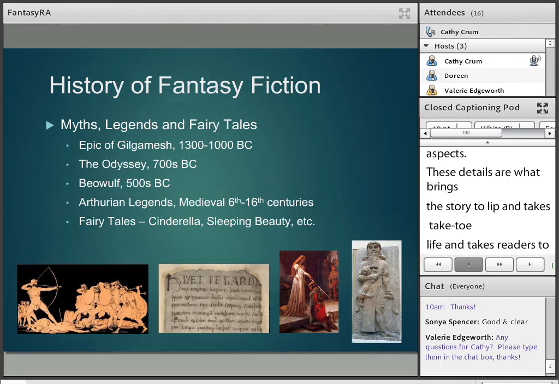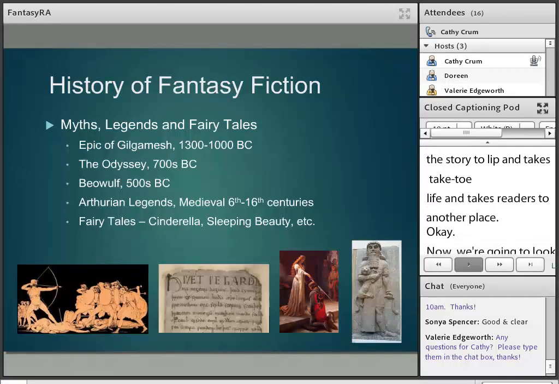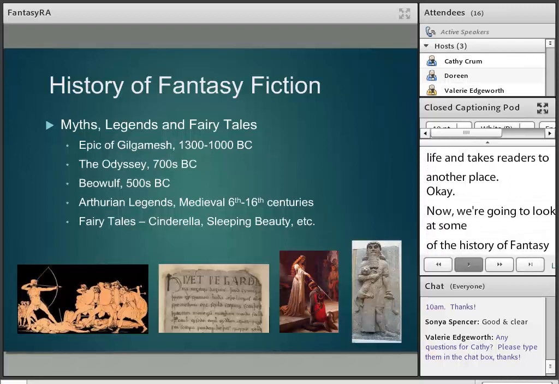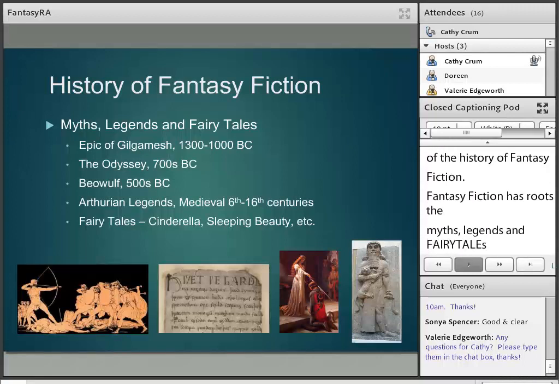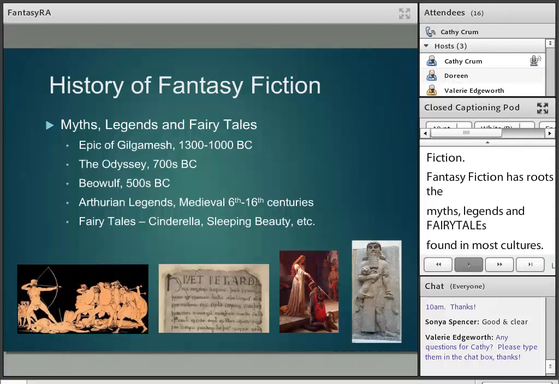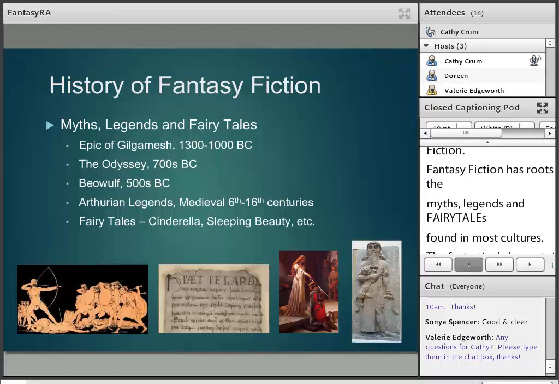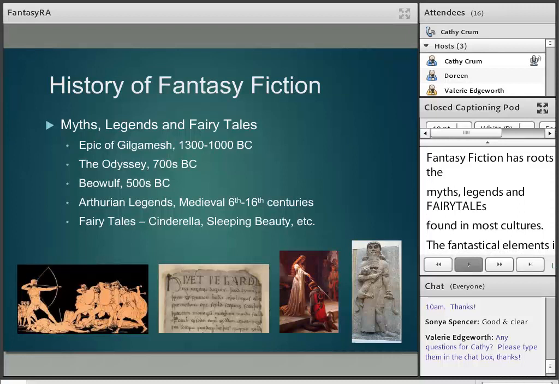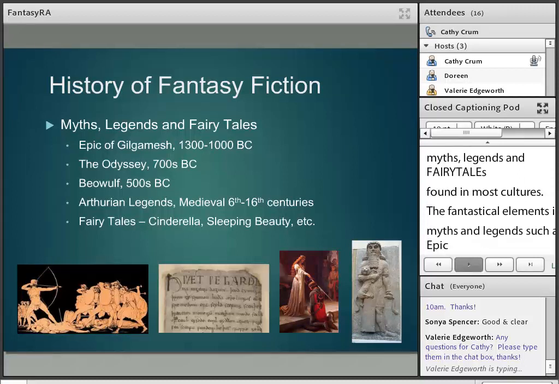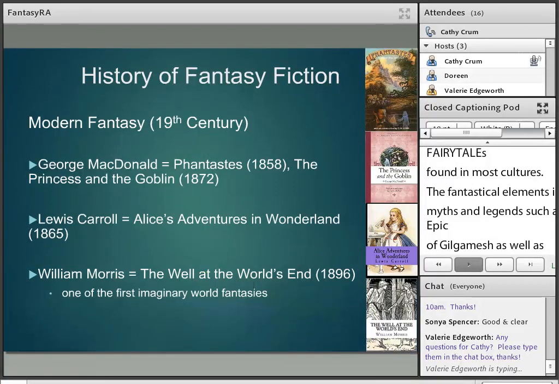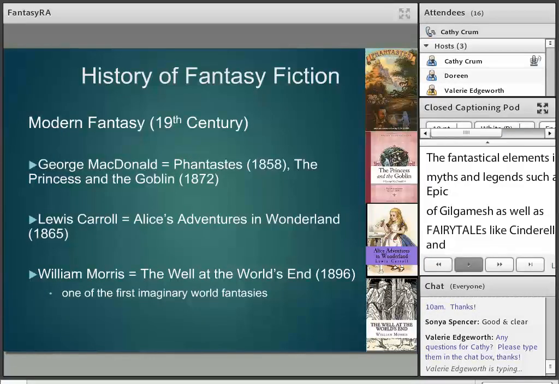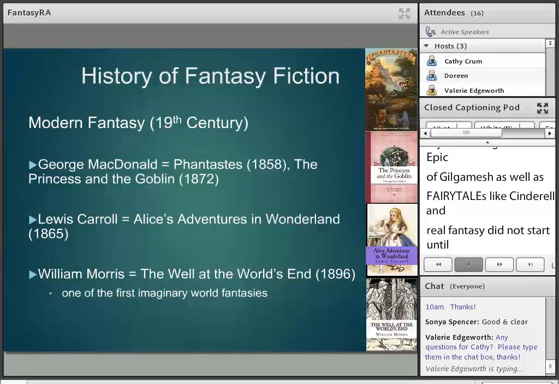Okay, now we're going to look at some of the history of fantasy fiction. Fantasy fiction has its roots in the myths, legends, and fairy tales found in most cultures. The fantastical elements in myths and legends, such as the Epic of Gilgamesh, the Iliad and the Odyssey, Beowulf and the Arthurian legends, as well as fairy tales like Snow White, Cinderella, and Sleeping Beauty, helped pave the way for fantasy novels. But real fantasy didn't start until probably the mid-19th century.